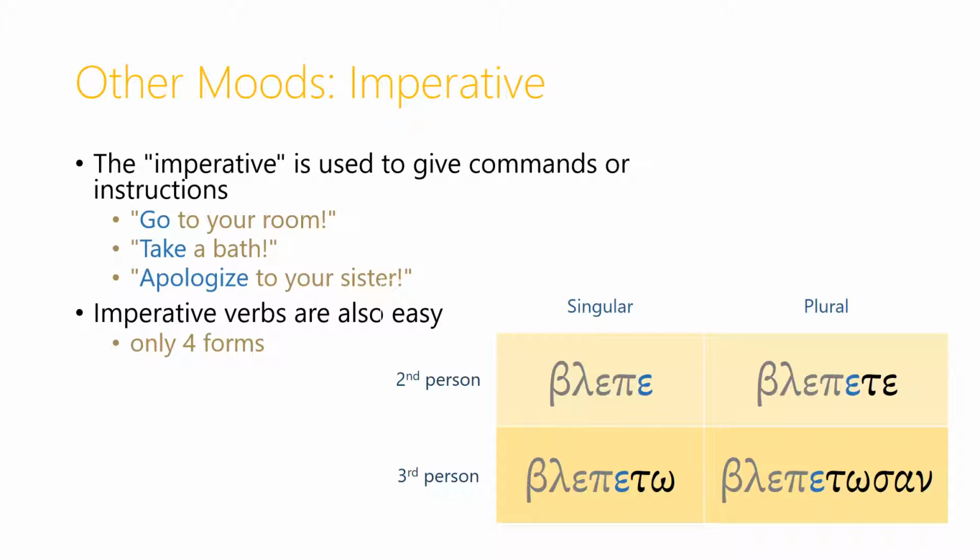Imperative forms are easy because there are only these four forms. There aren't, of course, first-person, singular or plural imperatives because we don't usually give ourselves commands. We only give commands to other people directly or referring to the third party who is being commanded.